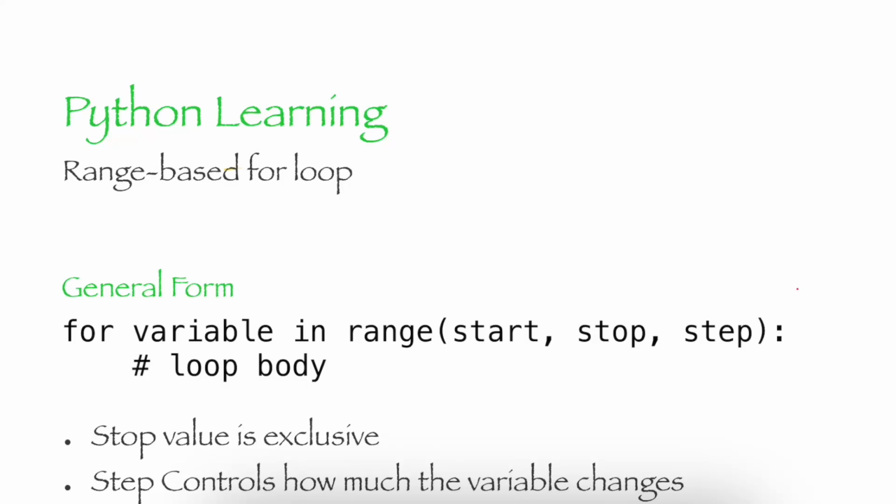In a previous video, we learned how to use a for loop to loop over a list. In this video, we're going to take the next step and learn how to use a for loop to loop over a range of numbers. For example, from 1 to 100. It is called a range-based for loop, and it's one of the most commonly used looping techniques in Python.